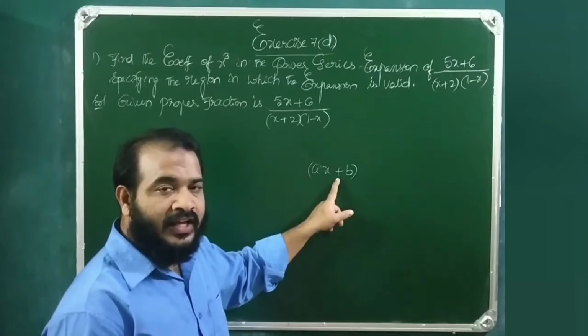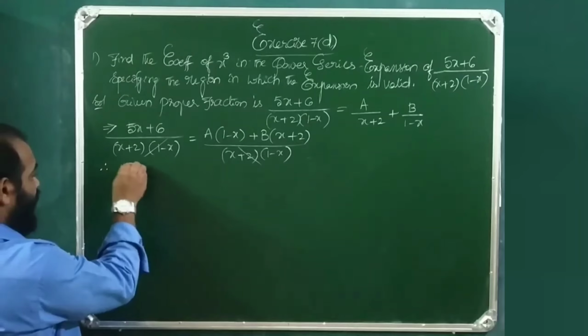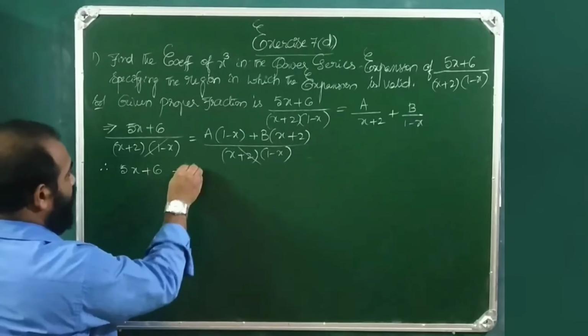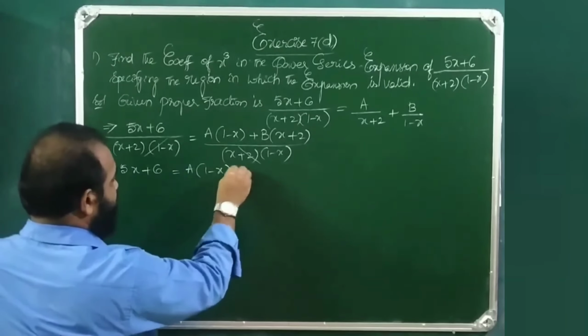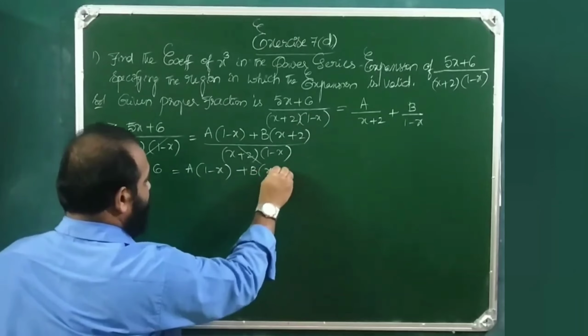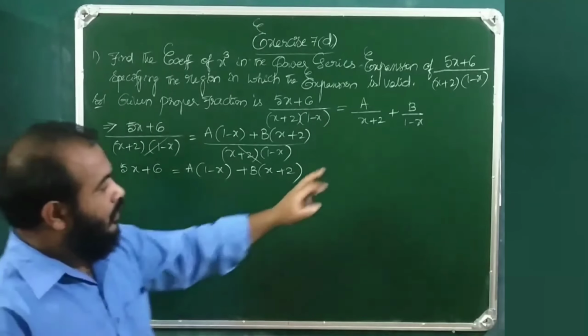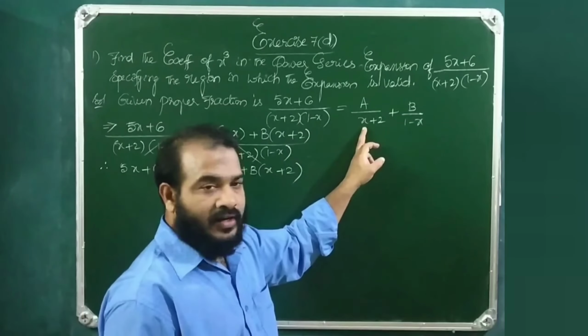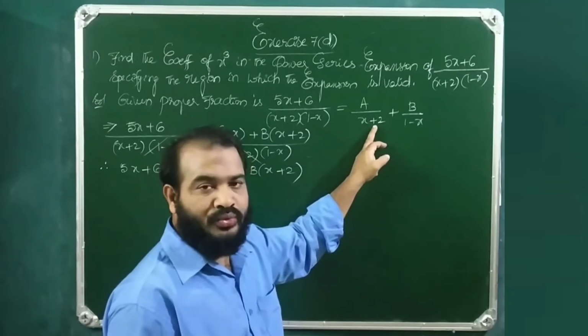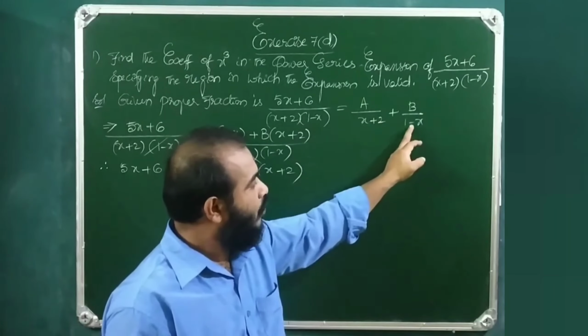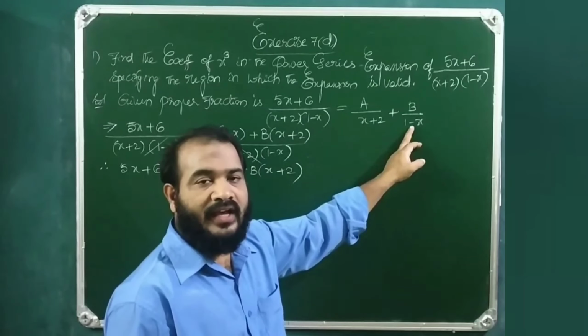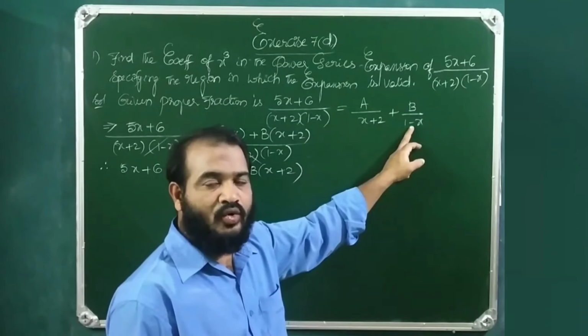Denominators get cancelled on both sides. So therefore 5x plus 6 is equal to A into (1 minus x) plus B into (x plus 2). Now x plus 2 is a linear factor, x equals minus 2 is the root of the solution. 1 minus x is the linear factor, x equals 1 is the root of the solution.